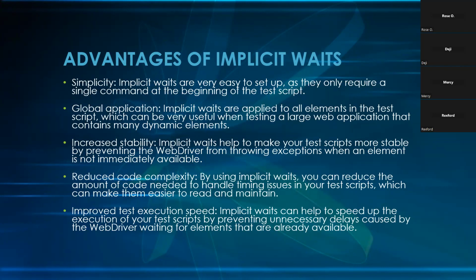Global application, sorry. Implicit waits are applied to all elements in the test script, which can be very useful when testing a large web application that contains many dynamic elements. It also increases stability. Implicit wait helps to make your test script more stable by preventing the WebDriver from throwing an exception when an element is not available immediately. It reduces code complexity. By using implicit wait, you can reduce the amount of code needed to handle timing issues in your test script, which can make them easier to read and maintain.